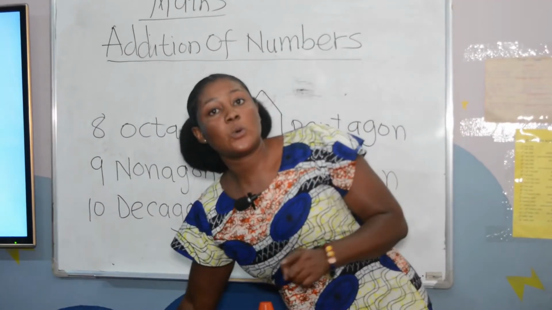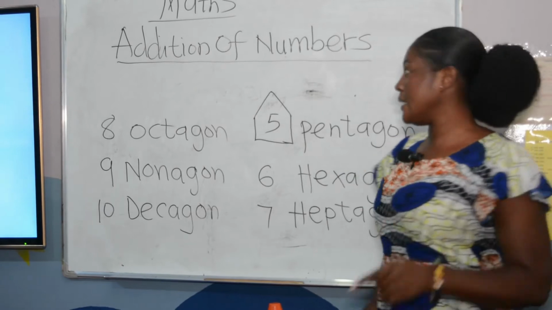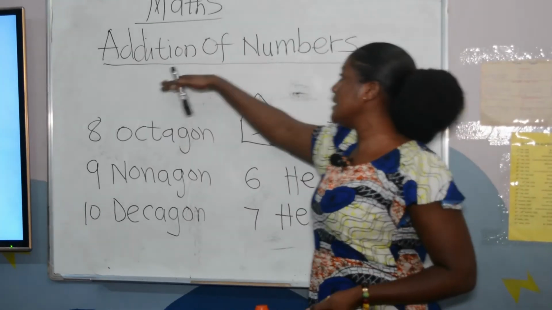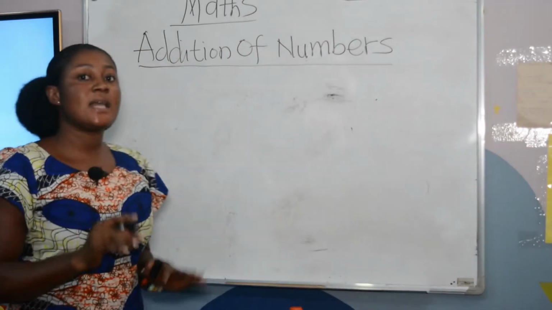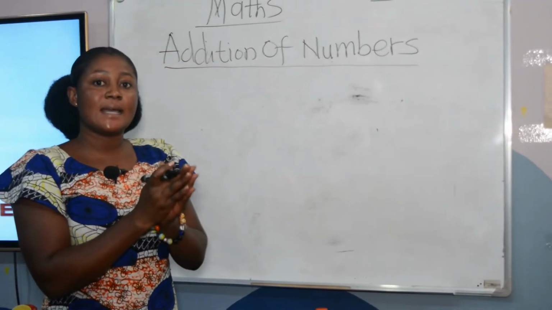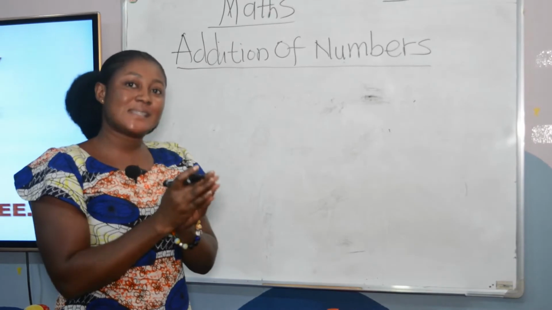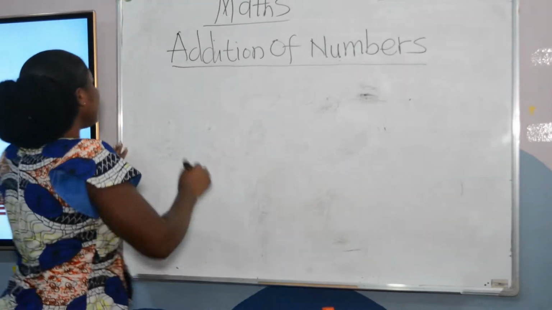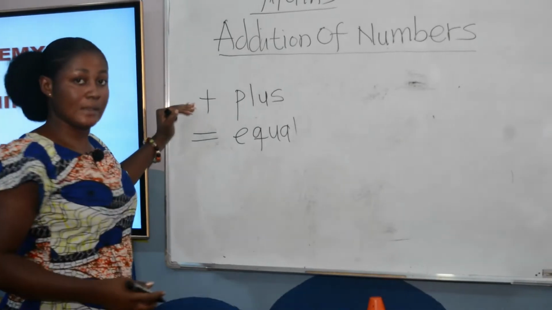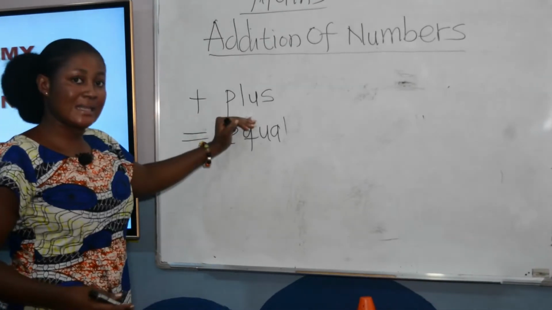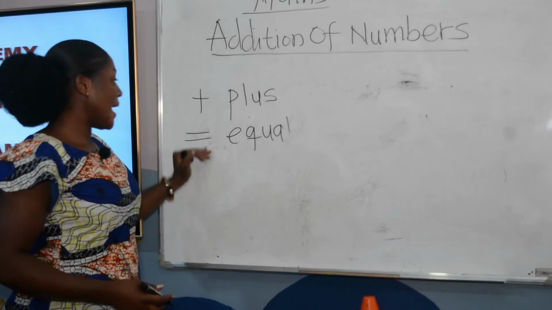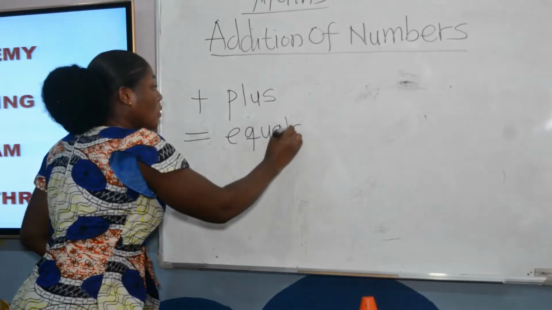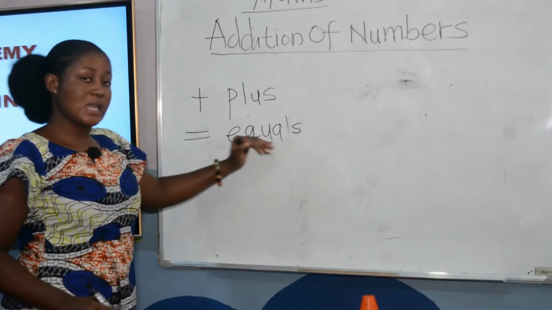But today's one is a different topic altogether. Today, we are going to learn addition of numbers. Let me explain addition for you. When we say addition, addition means put together. Say it, let me hear. Put together. Very good. Now, you see this symbol? This symbol is plus. And this symbol is equals.